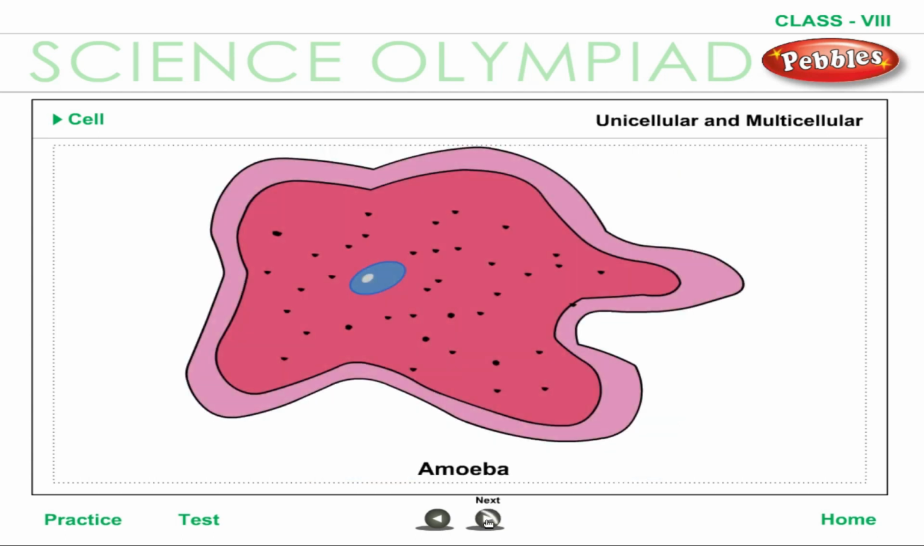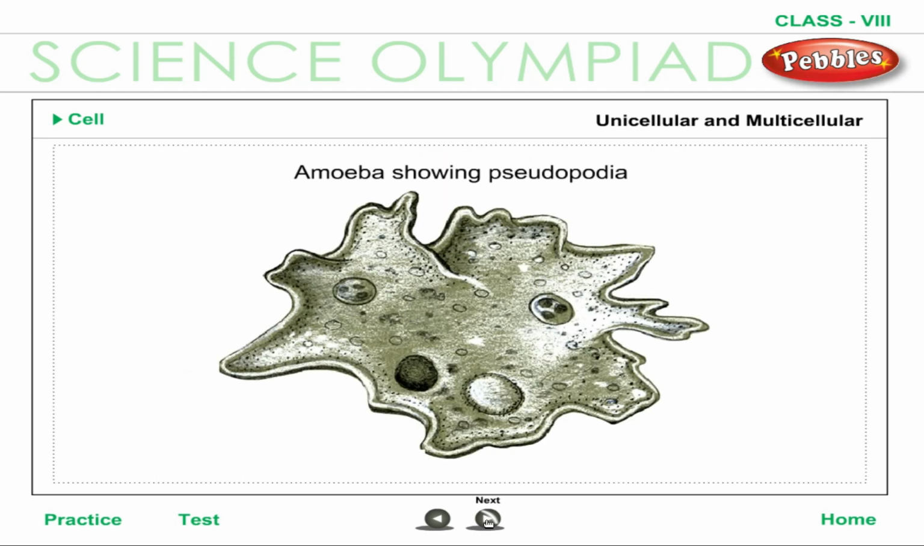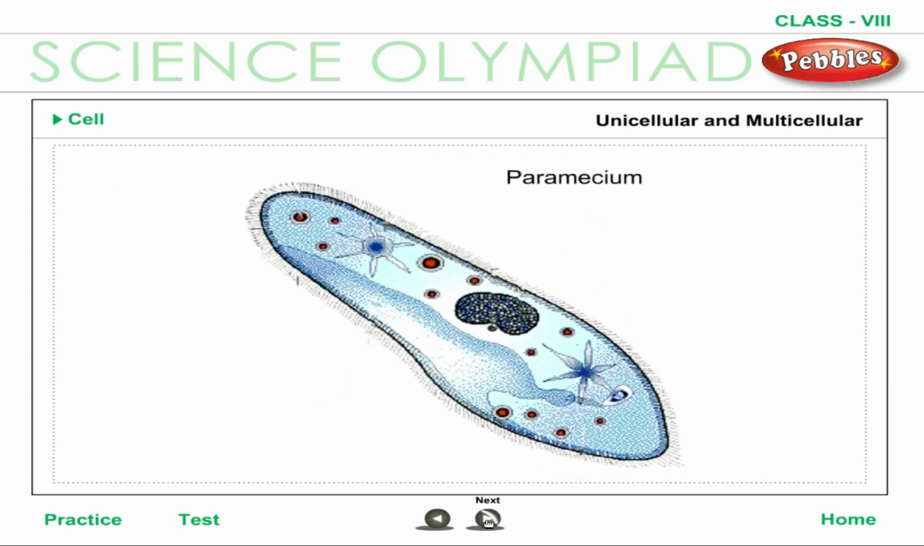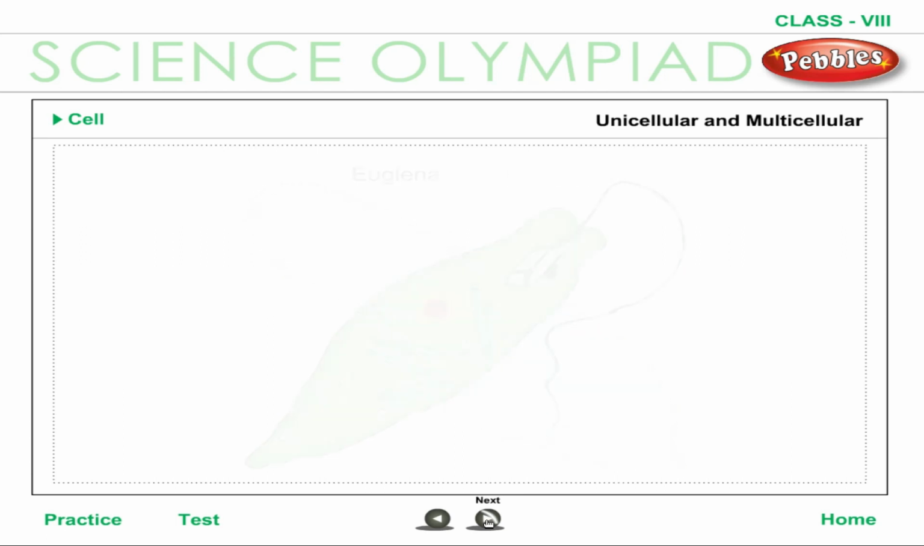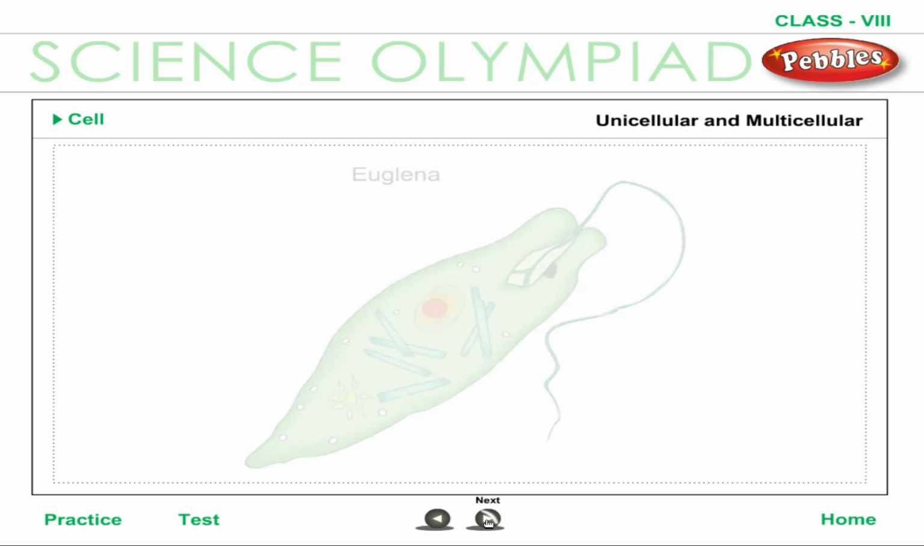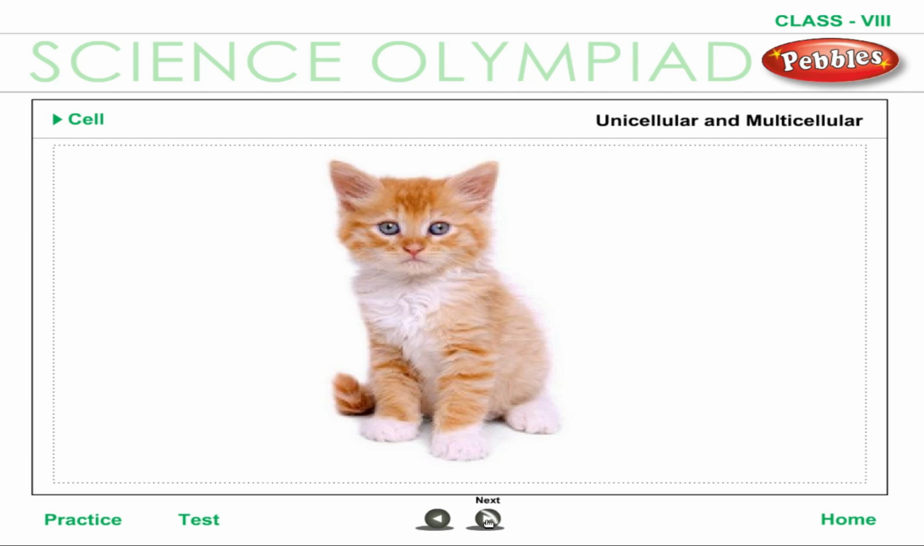Unicellular and multicellular. Living organisms are made up of one or many cells. Organisms made up of a single cell are called unicellular organisms. Examples of unicellular organisms include amoeba, paramecium, euglena, and bacteria. In a unicellular organism, a single cell performs all the vital activities like feeding, movement, respiration, reproduction, etc.